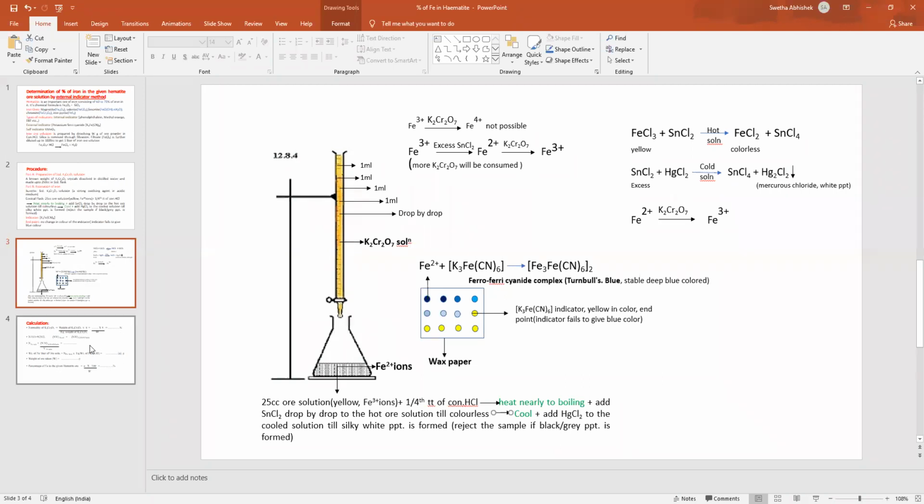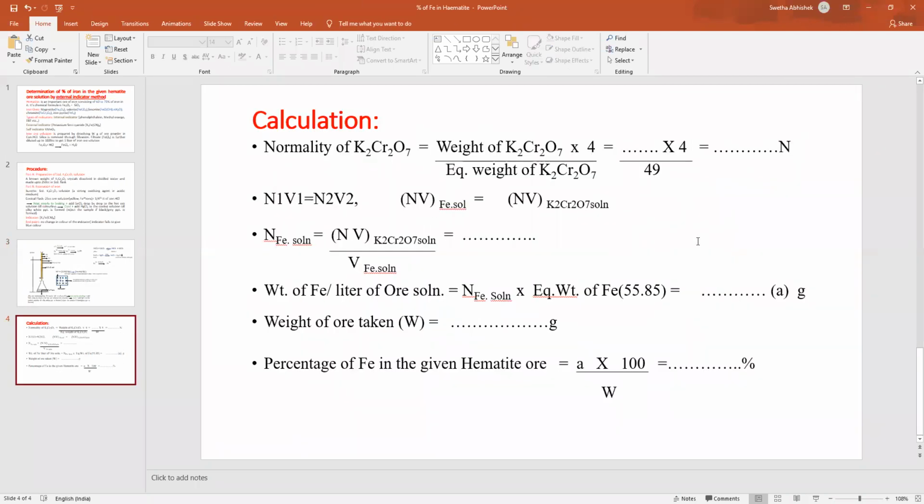Okay, now I move to the calculation part. Of course, the calculation part is almost similar to your previous experiment. Just find out the normality of K2Cr2O7, because K2Cr2O7 is the standard solution which will be prepared by you, so you should know its normality. So, weight of K2Cr2O7 crystals taken into 4, divided by the equivalent weight of K2Cr2O7, that is 49. So find out the normality of the K2Cr2O7 you have prepared.